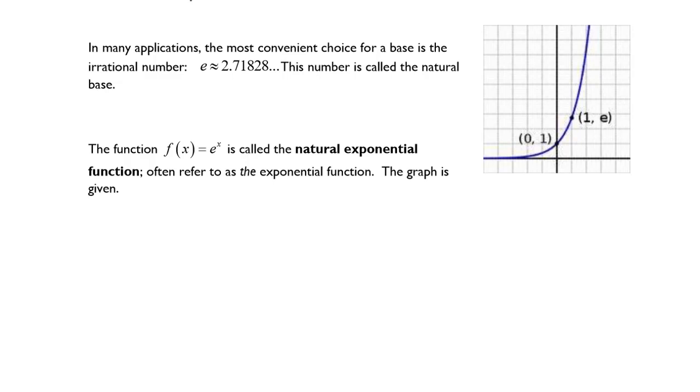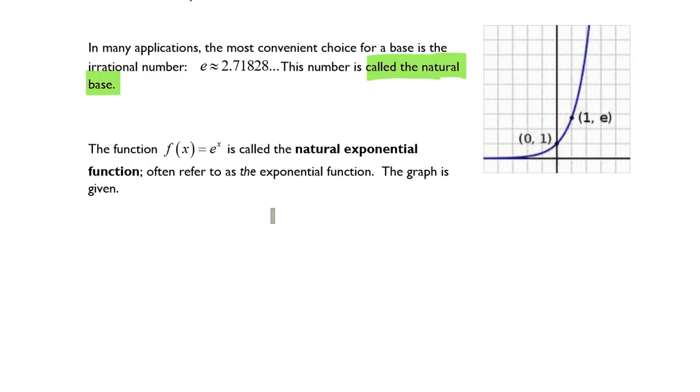It's kind of like pi, which is 3.14159, etc., etc. e is also an irrational number, and it's approximately 2.71828.